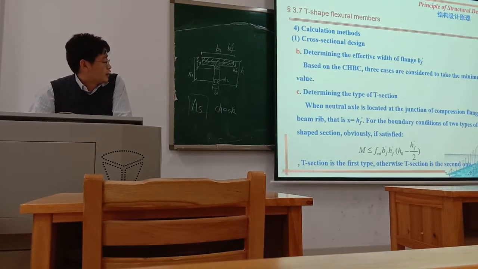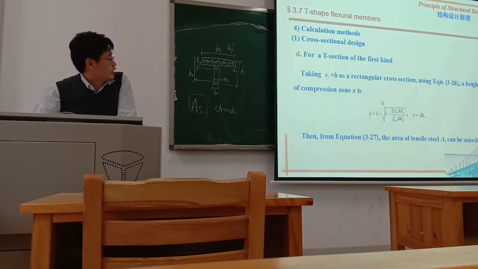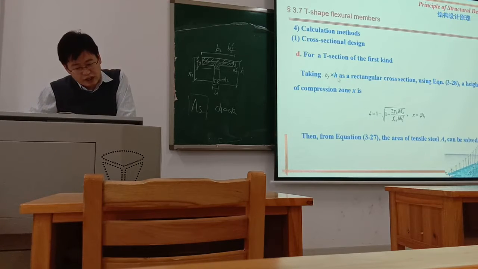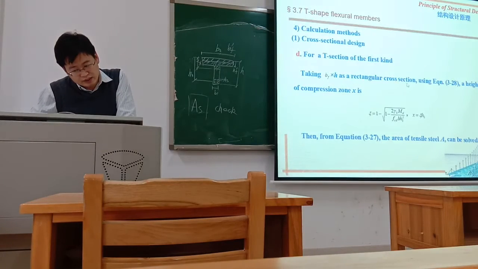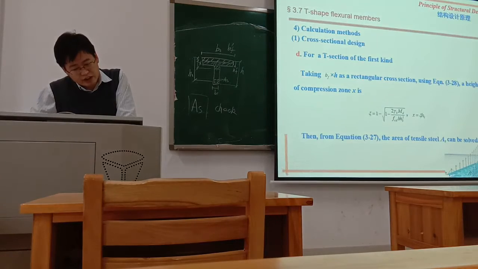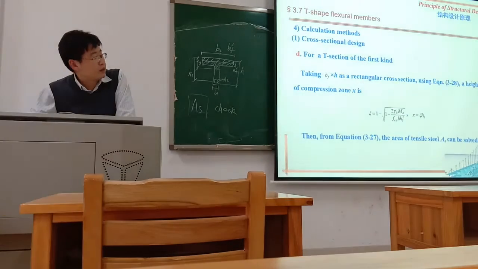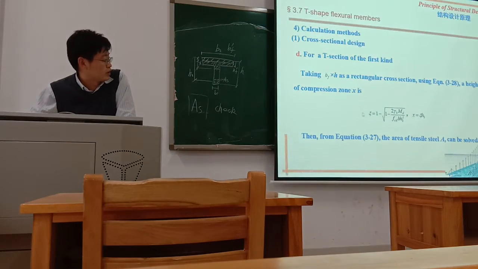Once you define the type of the section, then the fourth step for T section of the type 1 actually works like the rectangular section. Then we can calculate the compression height x, using the C, or directly calculation x equal to this.